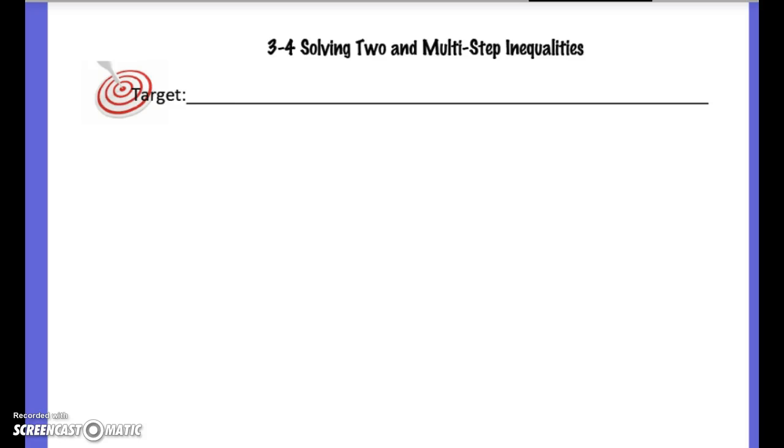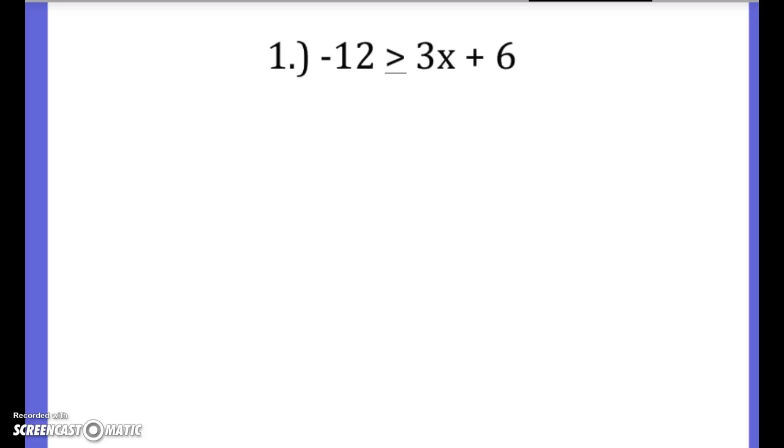Right, 3-4, solving multi-step inequalities is really nothing new, so we're going to go through it relatively quickly. We're still solving for x. We have our brick wall. Remember, you want to save the best for last.